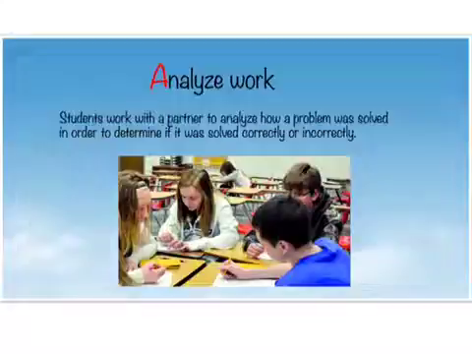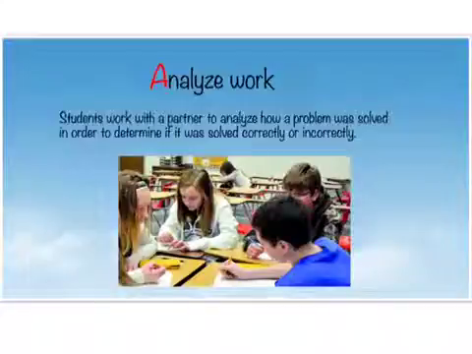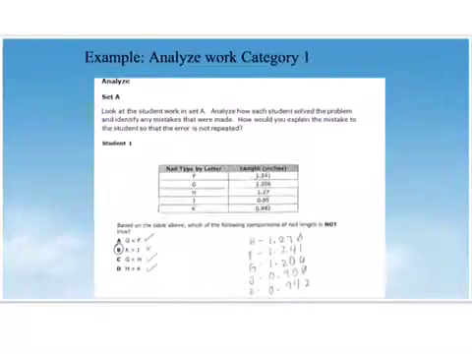During the Analyze Work section of the STAAR review, students work with a partner to analyze how a problem was solved in order to determine if the problem was solved correctly or incorrectly. If the problem was solved incorrectly, evaluate the mistake that was made during the process. Each student should be able to communicate what the mistake was if a mistake was found. You could have students record their findings in a journal for accountability purposes. This is an example of the Analyze Work from Category 1.